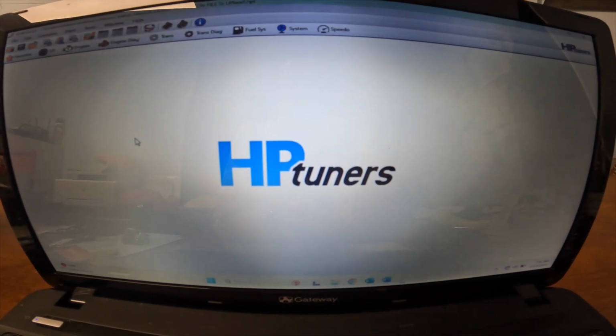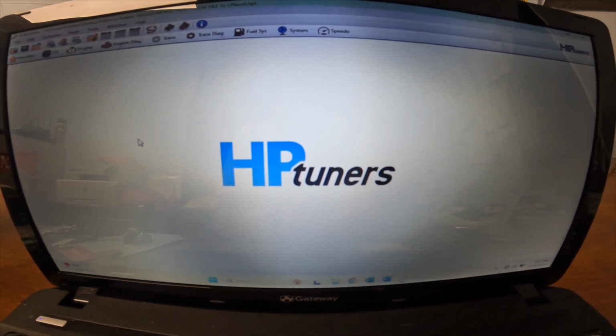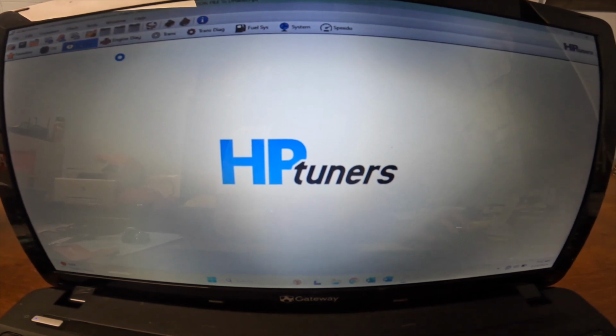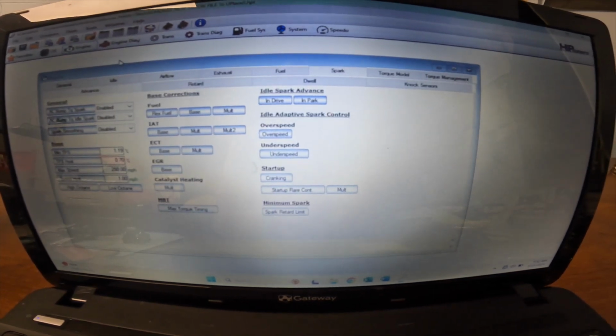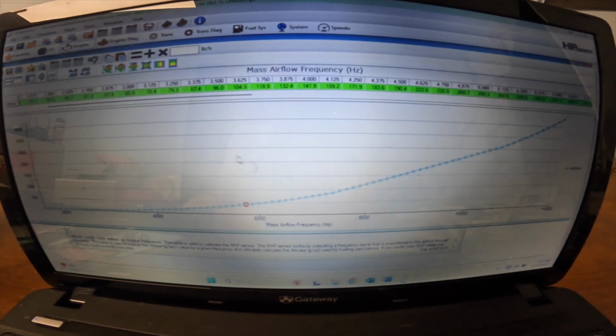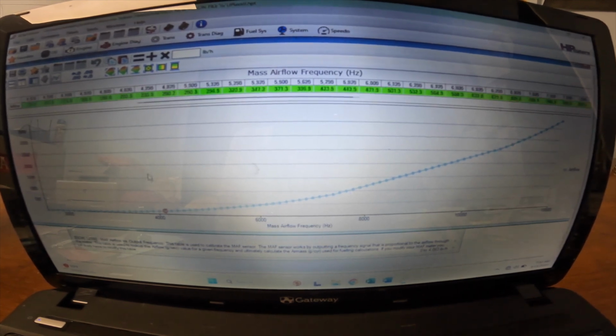is placed right after the air filter in the intake tube, and it runs off of a hot wire that measures in hertz. It reads in hertz in the HPTuners software, under the airflow tab, under mass airflow versus frequency. It's this linear line that goes up, and it's for fueling. Okay, these are fueling calculations.